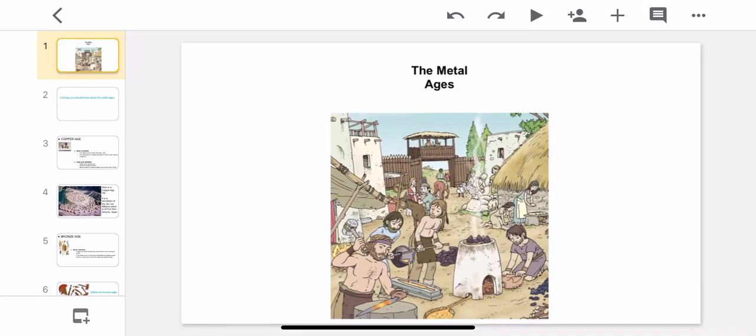Hi guys, so today we're going to be learning about the Metal Ages. As you can see here, this is what civilization was like during this time. You have people who are using metal to create weapons. You can see they are heating it up and melting it and creating weapons.